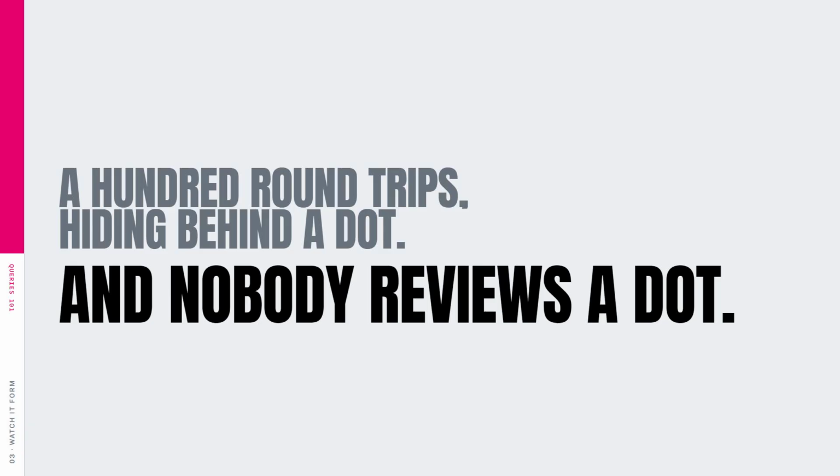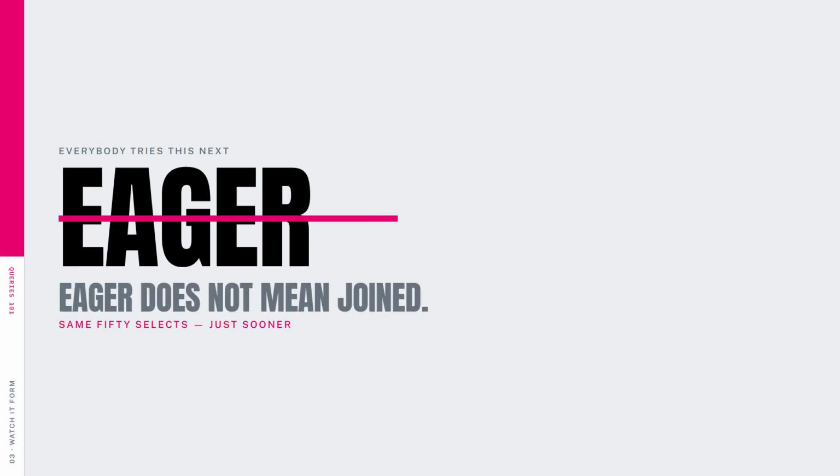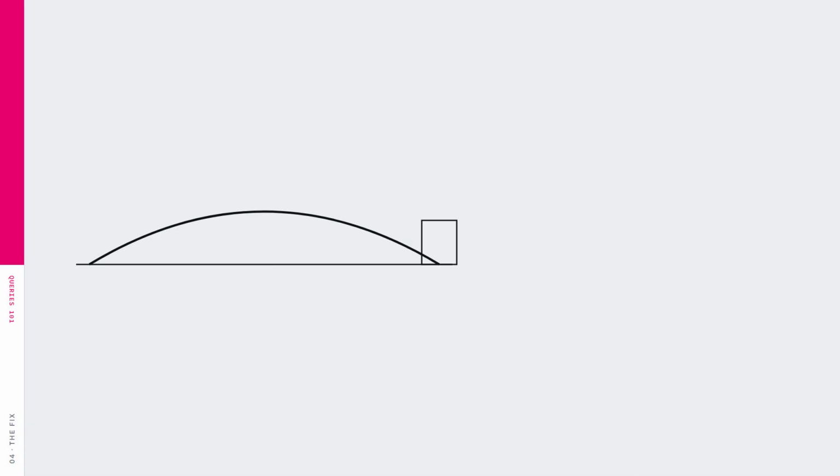And because everybody tries this next, making that association eager does not fix it. Eager does not mean joined. Hibernate still runs those same 50 selects. It just runs them before you ask. Right. So how do we fix it?